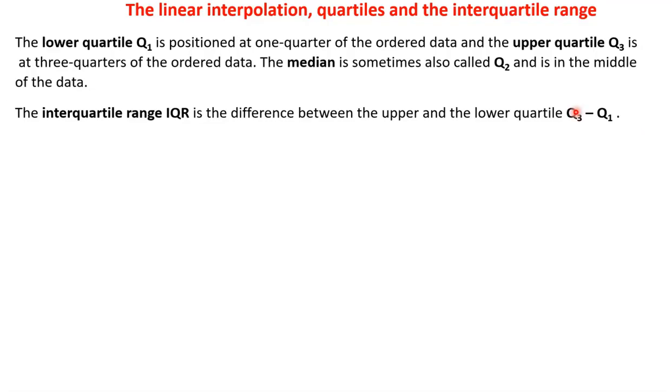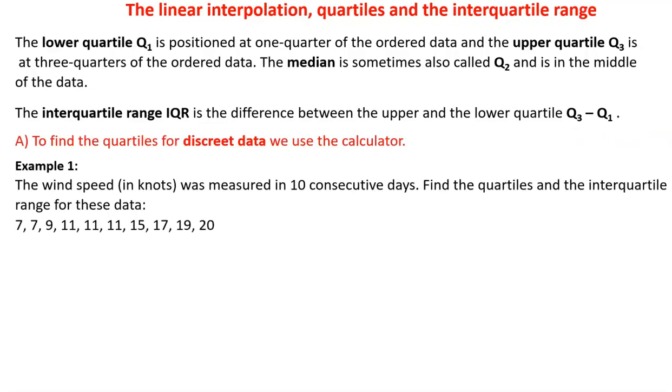So there are three types of quartiles. The lower quartile, Q1, which is positioned at 1/4 of the ordered data, the upper quartile, Q3, which is positioned at 3/4, and the median, which is sometimes called Q2, the second quartile, which is in the middle. And the interquartile range, IQR, is the difference between the upper quartile, Q3, and the lower quartile, Q1.